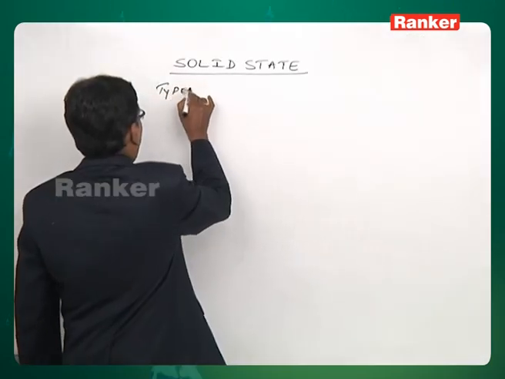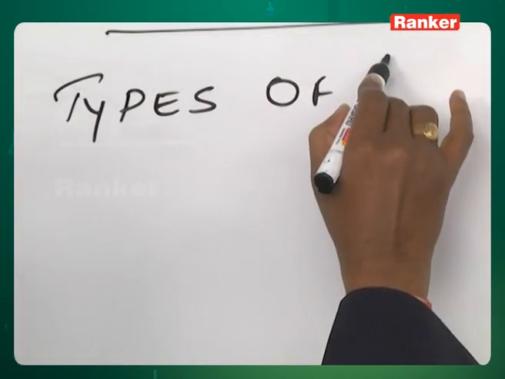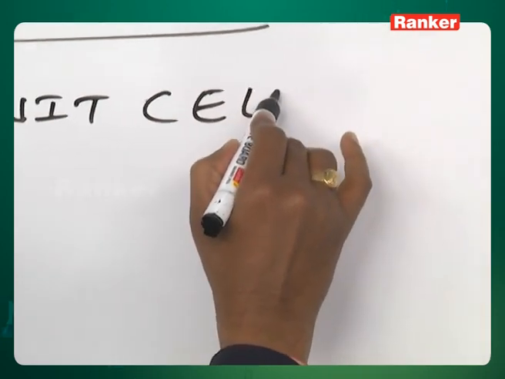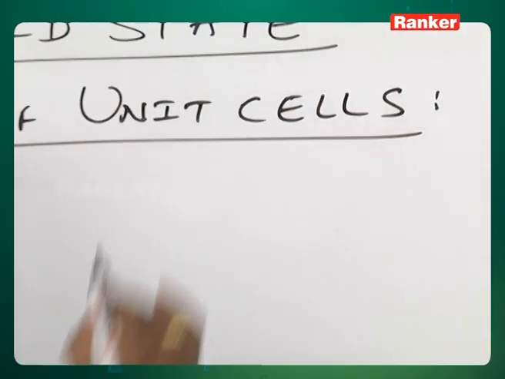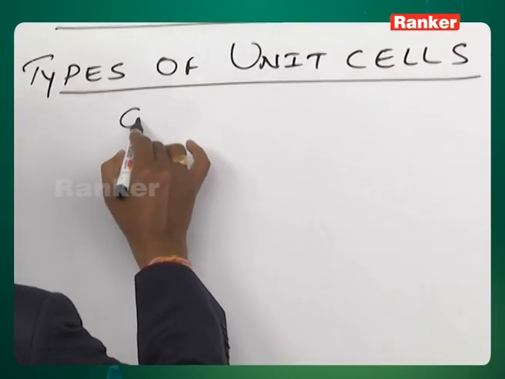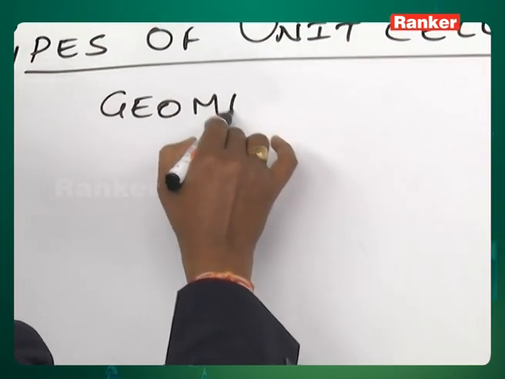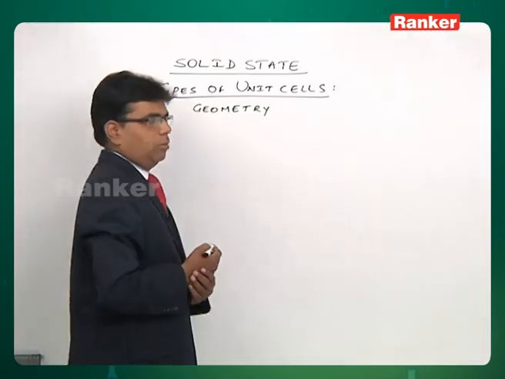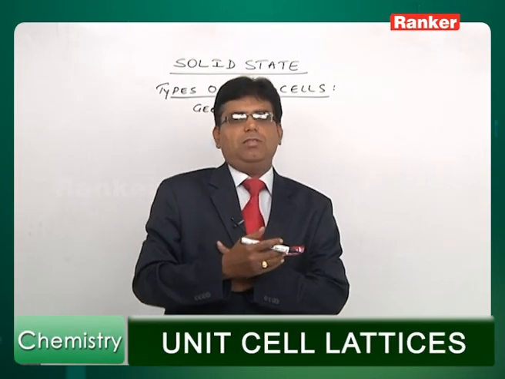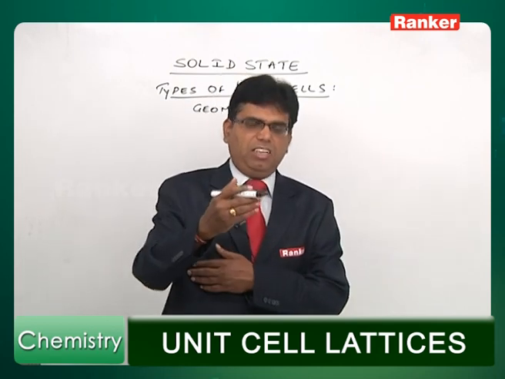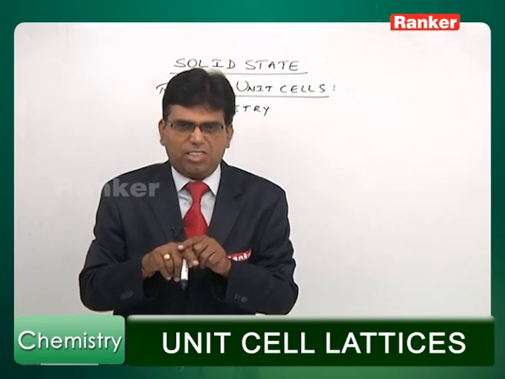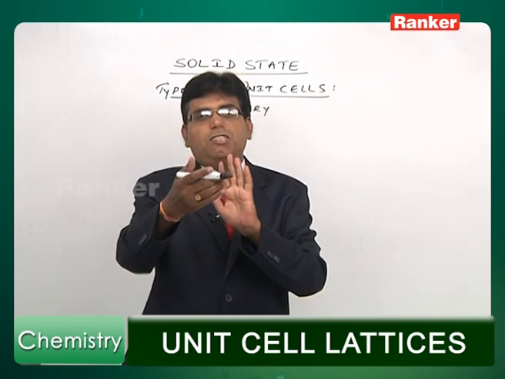Now, we look at what are the types of unit cells. Types of unit cells basically means the geometry of the unit cells. Based on the difference in the geometry, like in the previous slides, what we have seen is the square, a 2-dimensional square unit cell, that we have considered. 3-dimensionally, that you can speak of as a cube.